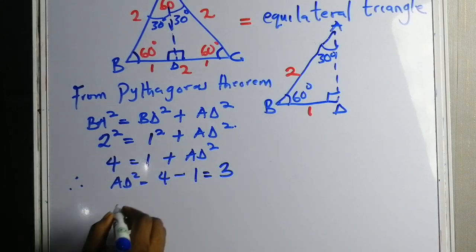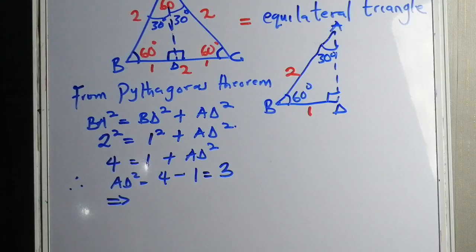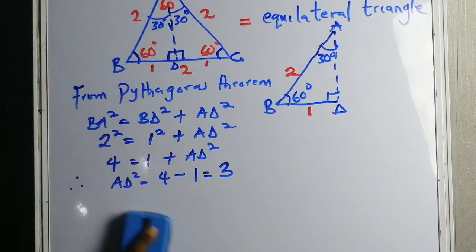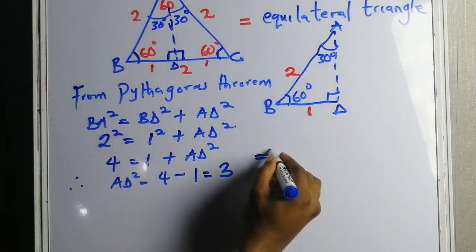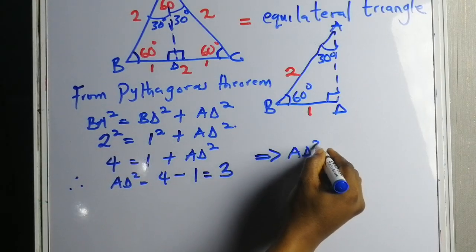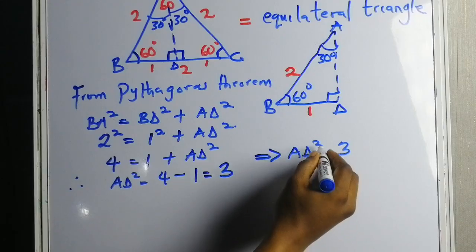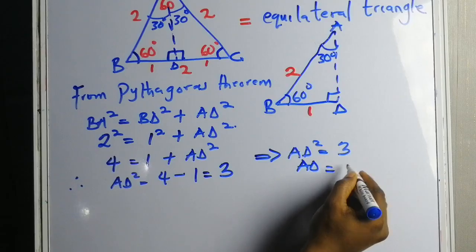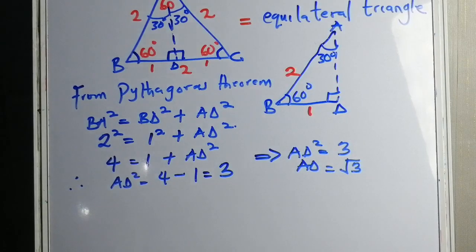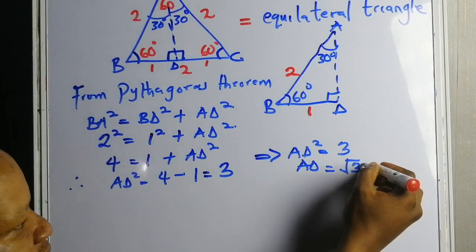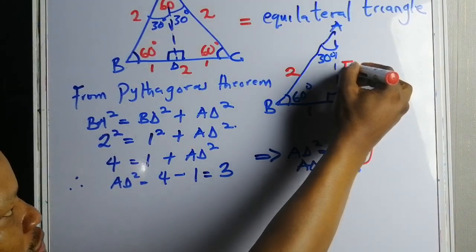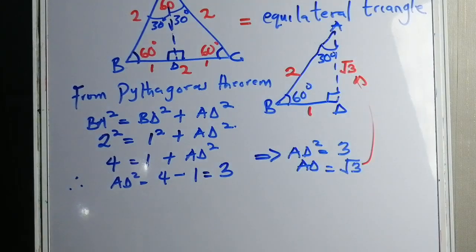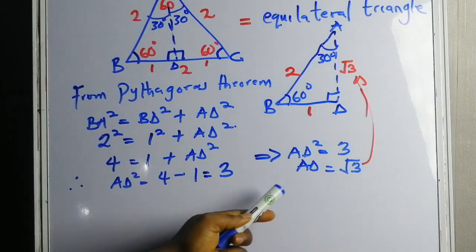It is 3. So that implies AD square equals 3. You find the square root of both sides to remove the square. So AD equals the square root of 3. So from here, it shows that my AD is root 3. AD equals root 3.